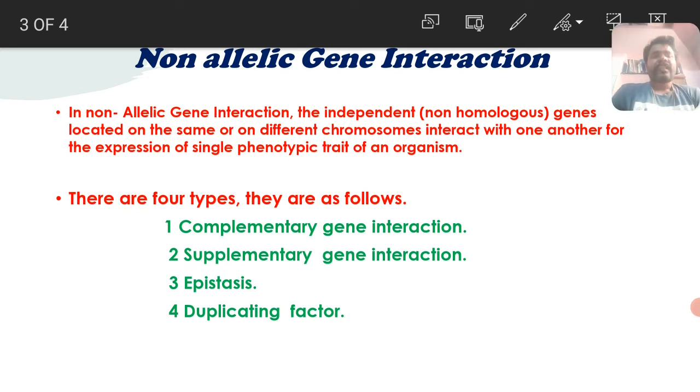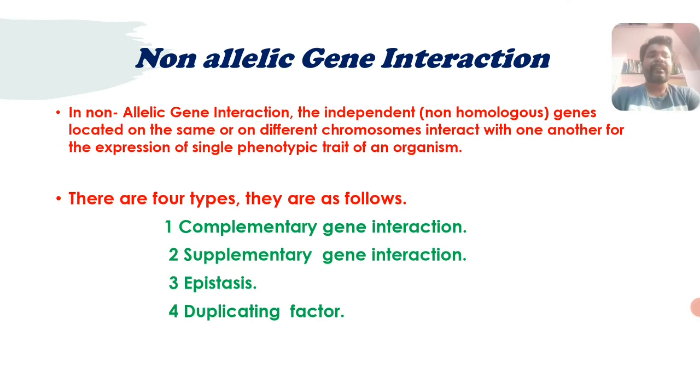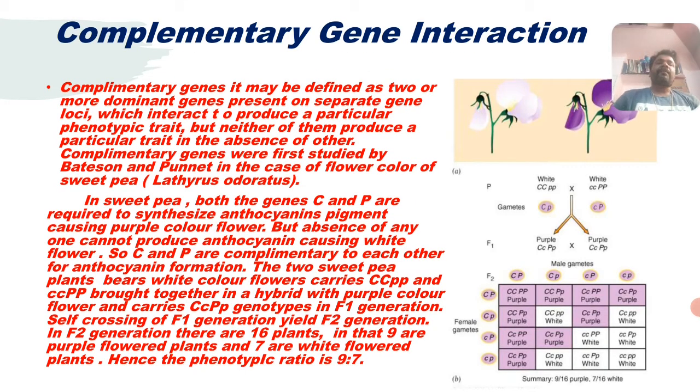There are mainly four types of non-allelic gene interactions. One is complementary gene interaction, another is supplementary gene interaction, and another is epistasis. Duplicating factor is another type, but it is not mentioned in your syllabus. Only these three are you supposed to study in your class. Yesterday we discussed the complementary gene interaction.